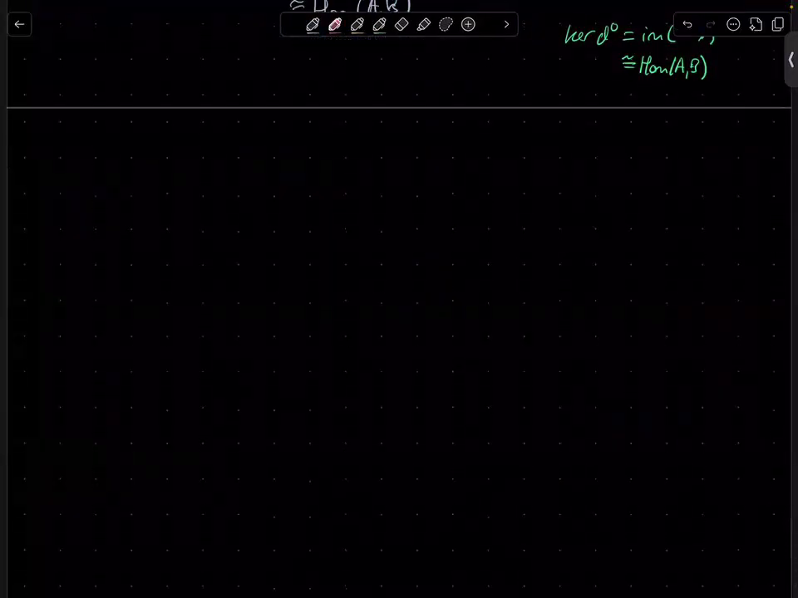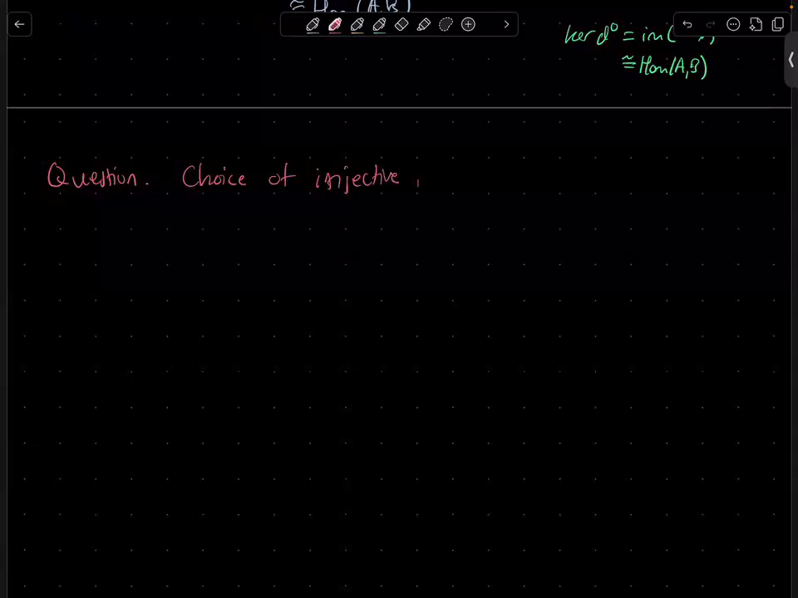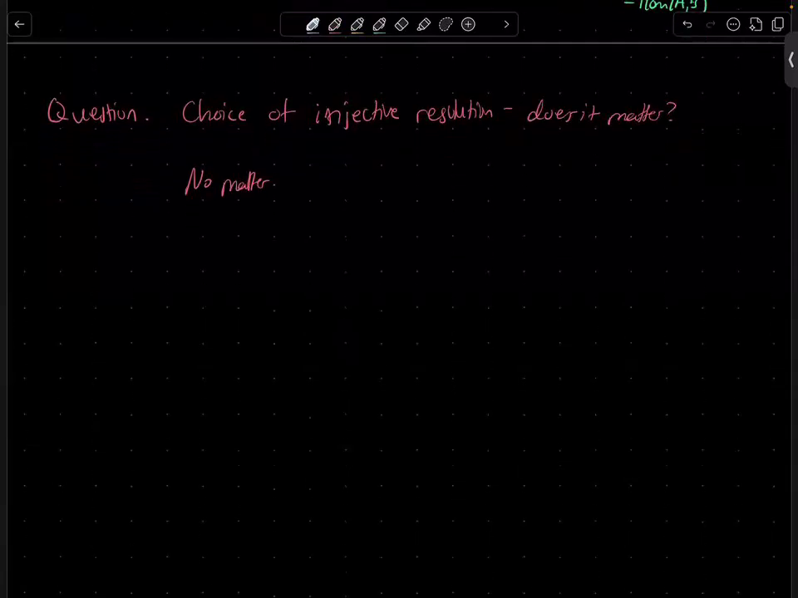Okay, so a good question has been raised. Question: choice of injective resolution, does it matter? The answer is you can pick whatever injective resolution you like, and you will calculate isomorphic Ext groups, no matter what. The reason is due to this comparison lemma that I should write down. You can imagine, once I write this down, how you would use this to prove the theorem.